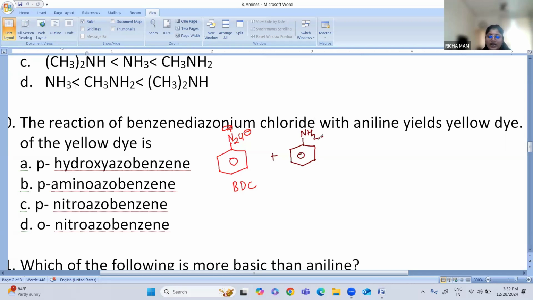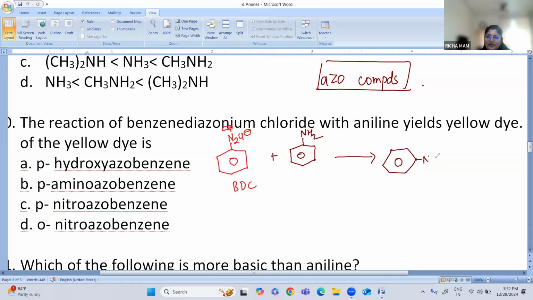So what am I going to get? I'm going to get an azo compound. Azo compounds, they give you a dye, a color dye. So the reaction of benzene diazonium chloride with aniline yields you what? What are you going to get?